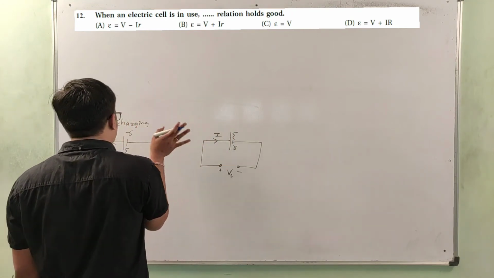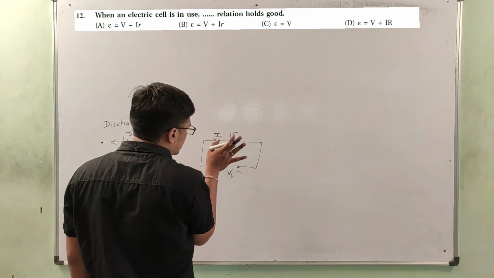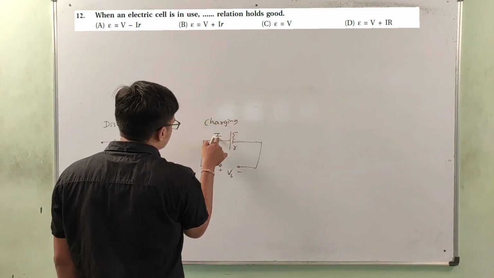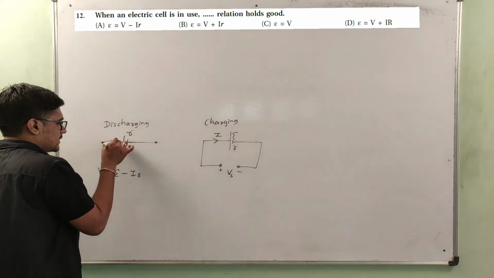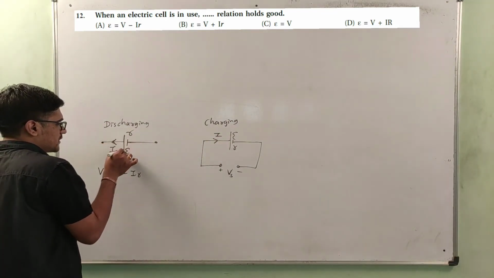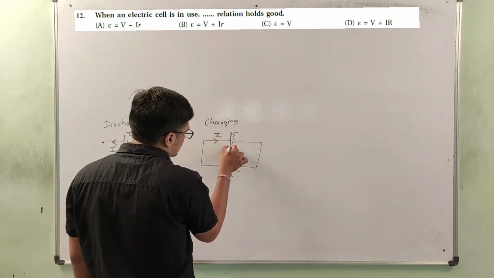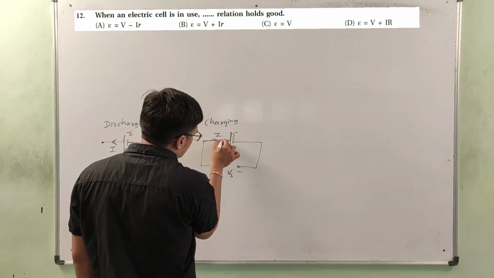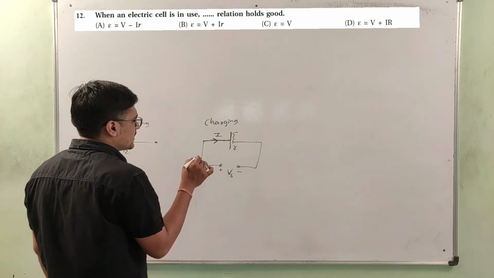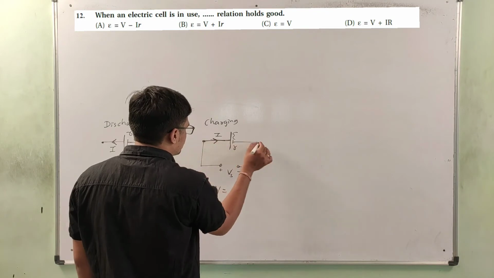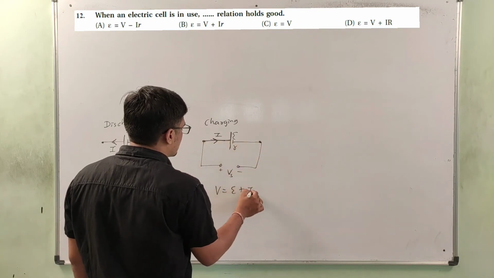Whenever it is in charging, the current is going inside from this positive terminal. So how to identify whether the cell is in discharging condition or in charging condition? You can check from the current direction. Whenever the current comes out from the positive terminal, it is in discharging condition. Whenever the current is going inside the positive terminal, it is in charging condition. In the charging condition of a cell, the potential difference between the two ends of the cell is equal to E plus IR.